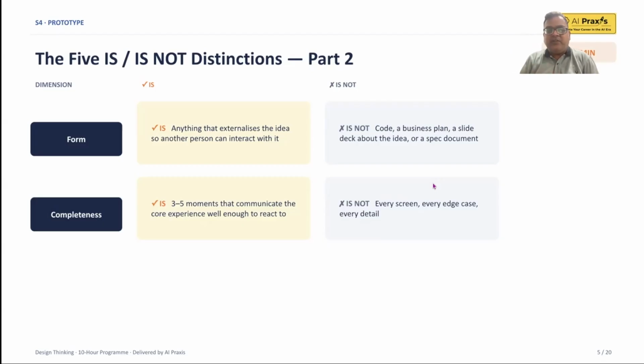It was the experiment to answer one question: will people buy shoes online? The answer was yes. And that insight led to a $1 billion company. Then the fifth distinction is completeness.